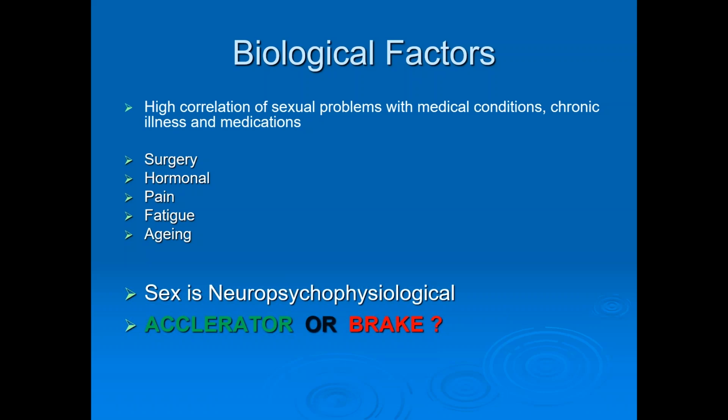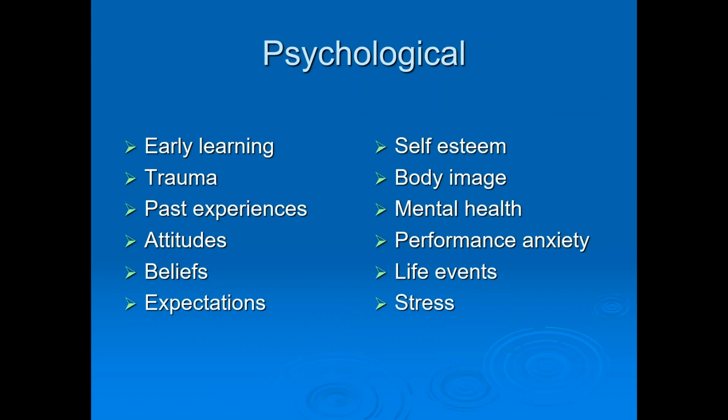And of course, sex is neuropsychophysiological, so our brain, the biggest organ, can accelerate or brake, which really brings us onto the psychological factors. And this is by no means an exhaustive list, but we can think about anything as having the potential to impact psychologically. So that might be actual experiences from the past, good, bad, or indifferent, or traumatic experiences. The cognitive factors are attitudes and beliefs and expectations, and they will be shaped by our early learning, the messages that we grew up with, the models of sex and intimacy that we saw around us in our families or in our friends or in the media.